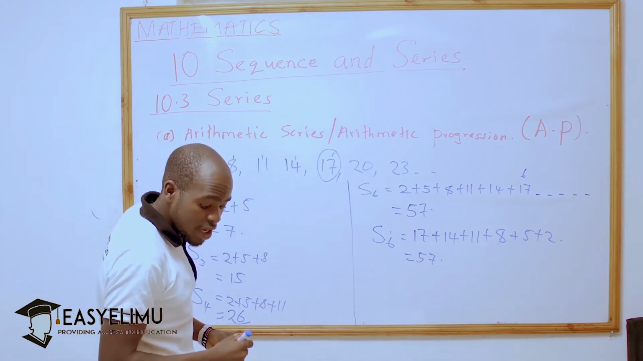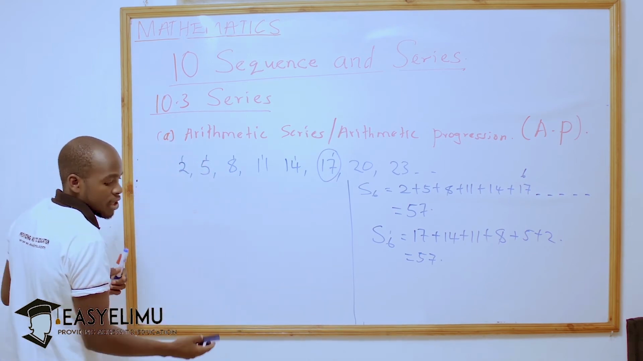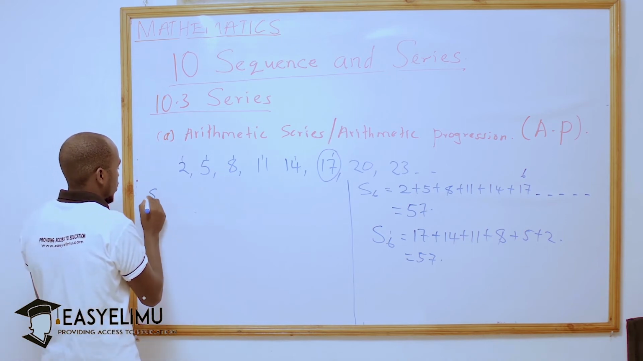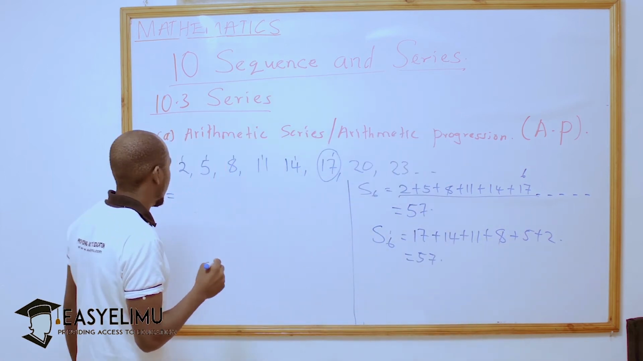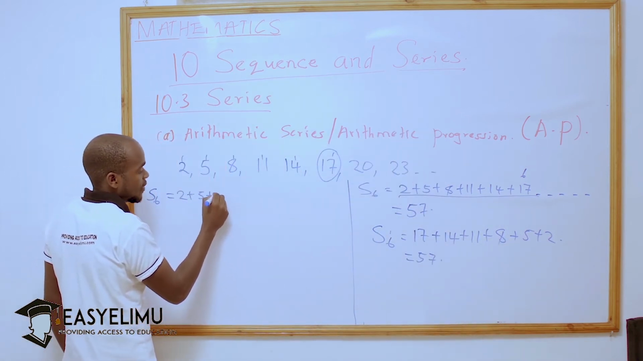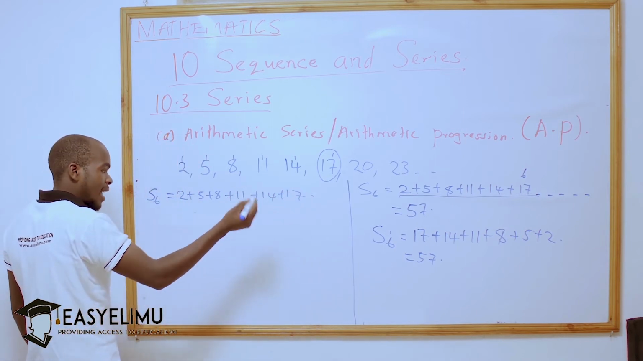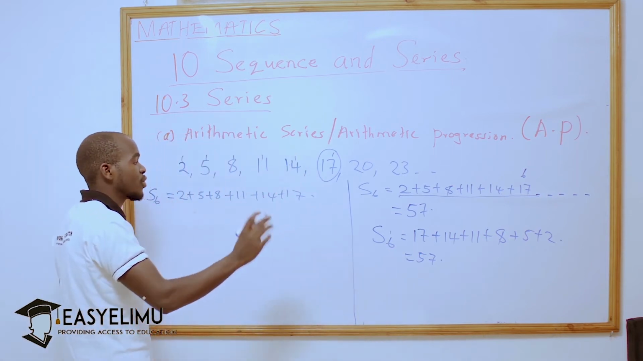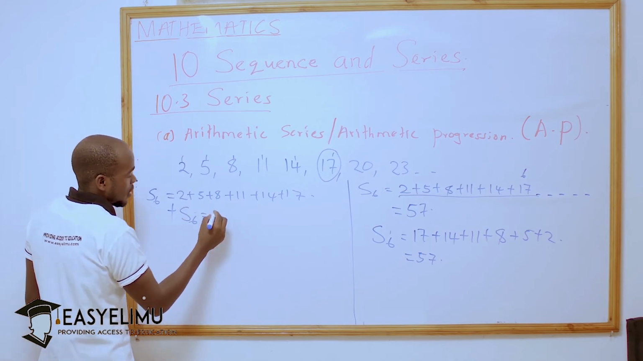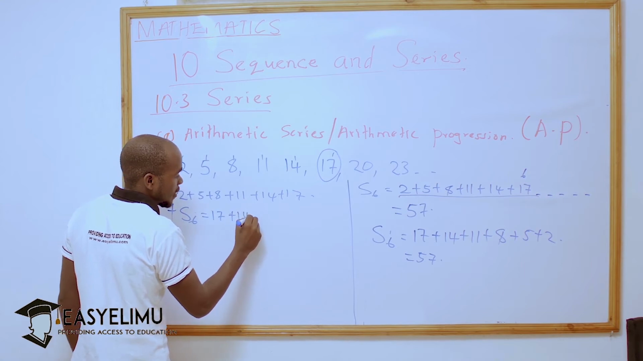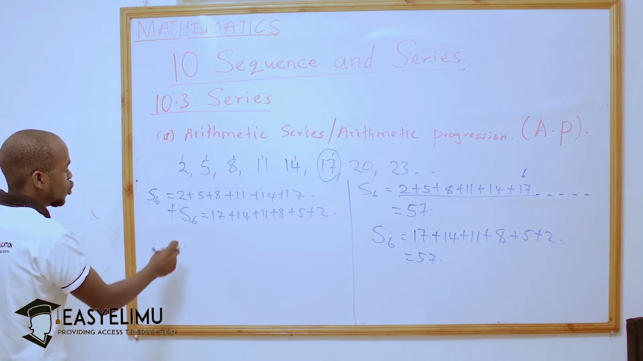And we can notice that from the 2, you can still notice that if you take S6, which is this one, the S6 series, that is 2 plus 5 plus 8 plus 11 plus 14 plus 17, and you add to it another S6 written in the other way, from largest to smallest, that is 17 plus 14 plus 11 plus 8 plus 5 plus 2, you are going to get 2S6.